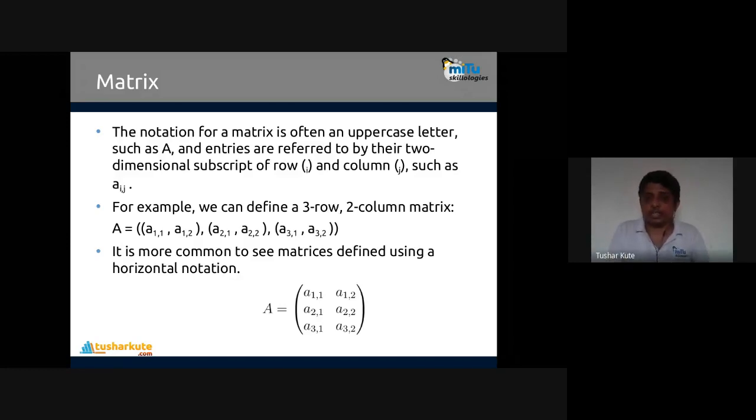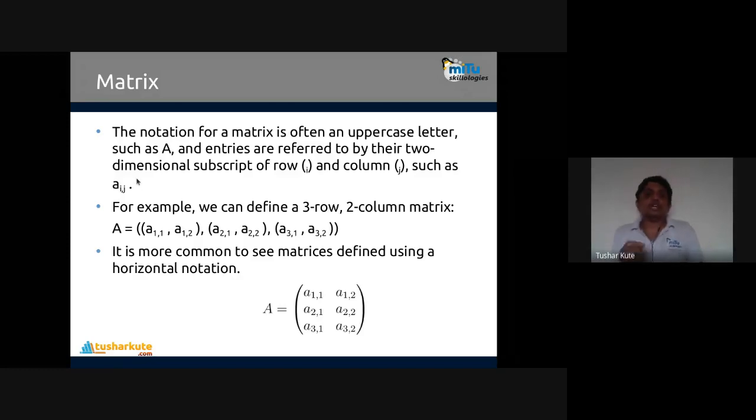The notation for a matrix is often an uppercase letter such as A. This is the common notation used in linear algebra. Entries are referred to by their two-dimensional subscript, that is, row i and column j. Rows are i0, i1, i2, and columns j0, j1, j2, and they can be denoted as Aij, like this. In this way, the notation of a matrix is used.